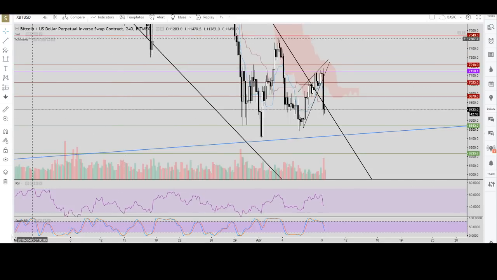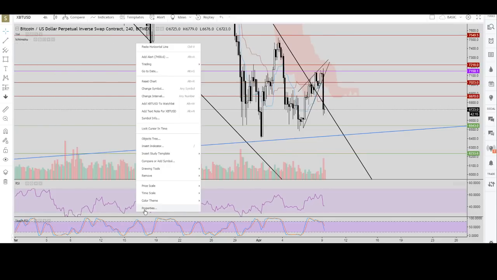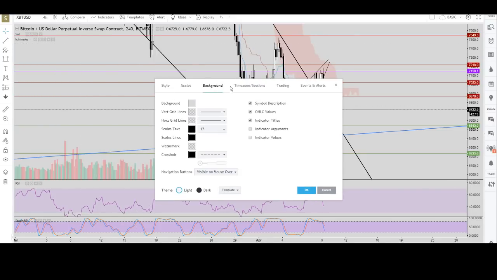How do I get this area so clean up here? I will show you. I'll go to properties. I will go to indicator arguments and values, turn them both off. And now that cleans that up a lot.